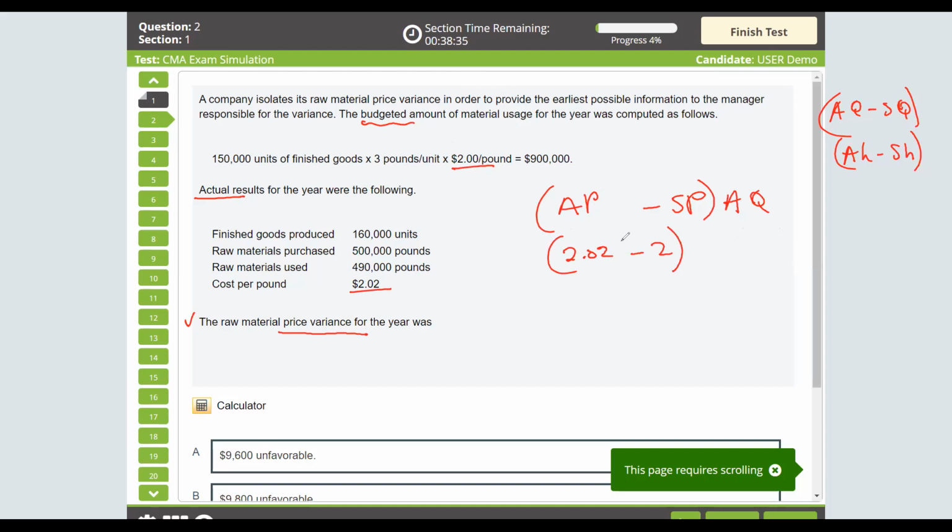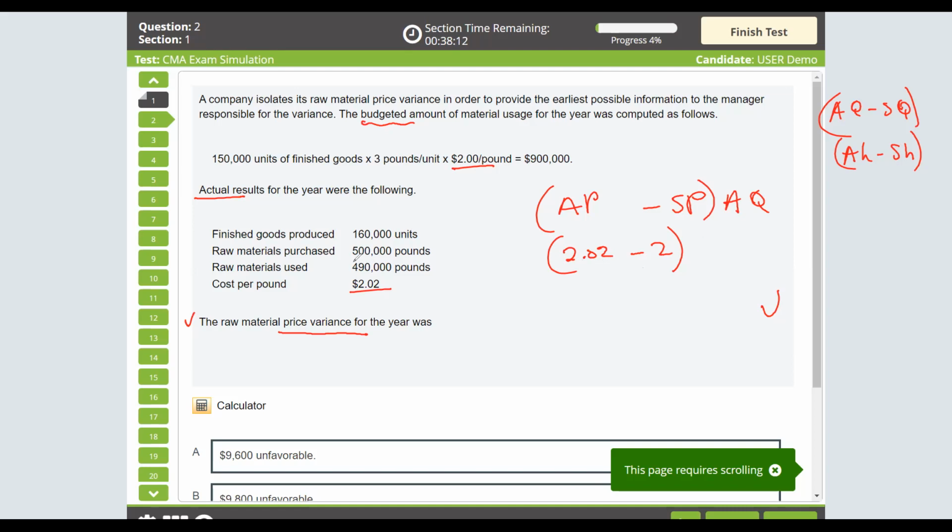Because we are finding the difference between AP, actual price, and standard price, and actual price is greater than standard price, I know the answer has to be unfavorable. We budgeted that we're going to spend $2 per pound, but we actually spent $2.02 per pound. We spent more than we budgeted, so it's going to be unfavorable.